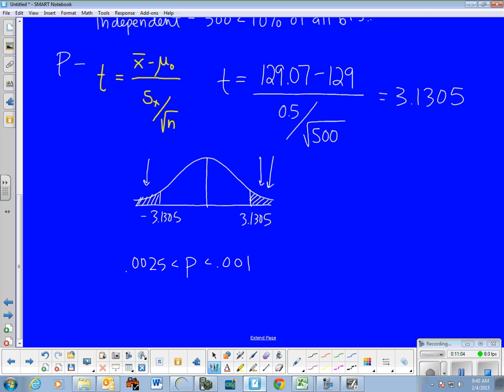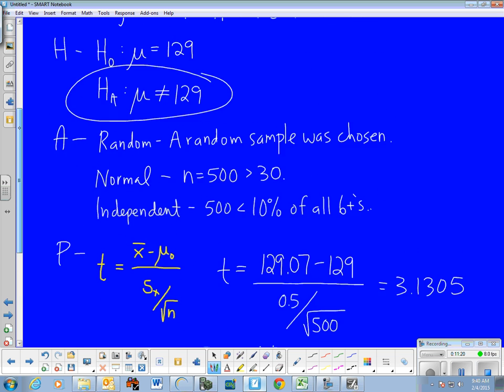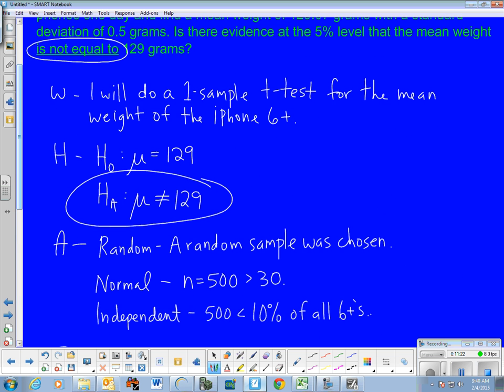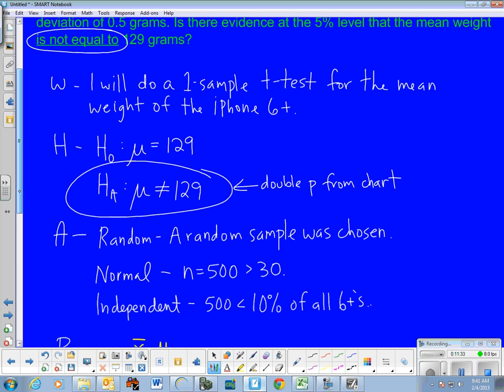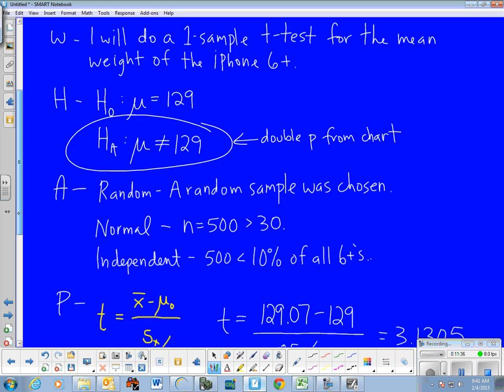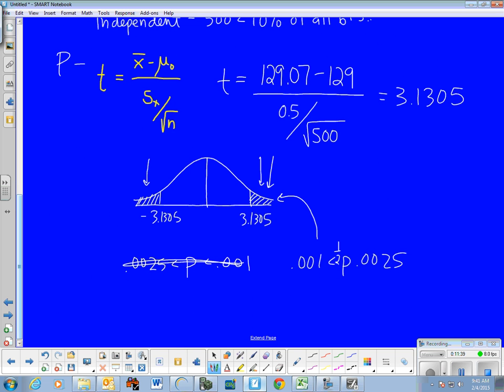I should reverse those, excuse me. Now, keep in mind, that's the one-sided. So that's not really my p-value. That's just 1/2 of my p-value. When it comes down to a difference in a one-sided and a two-sided test, you're going to double p from the chart. I need this much area above and this much area below. That's the only difference.